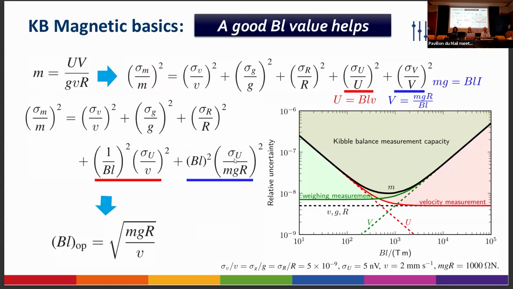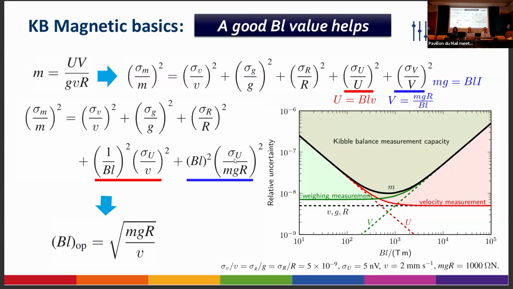So once we have the M expression, then we can write the uncertainties in a relative way. And as there's a voltage measurement in both the velocity measurement and the weighing, think about it: if the BL is too small, you get a very low induced voltage, and then your U or V would have a larger uncertainty. In the opposite case, if your BL is really large, you need a very small current, and then your current measurement has some uncertainty, right?